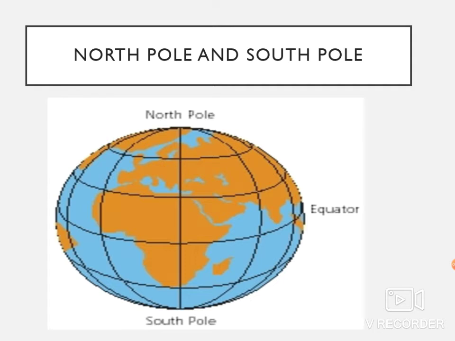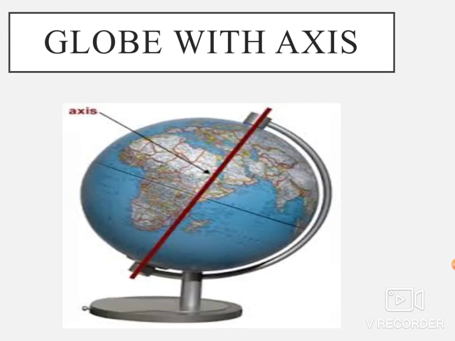The axis of the globe has two end points called poles. The one at the top is called the North Pole and the one at the bottom is called the South Pole. Midway between the poles is an imaginary line encircling the Earth, which is called the equator. This divides the Earth into northern and southern hemispheres. A rod passes through the two points of the globe. This represents the axis of the Earth on which the Earth rotates.